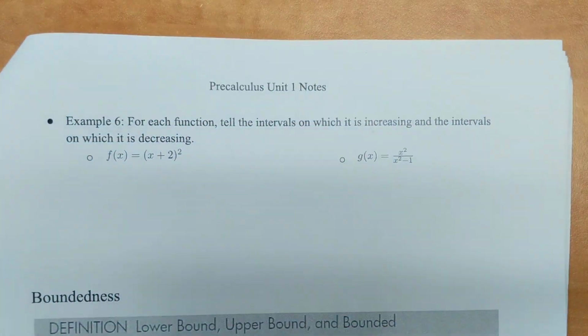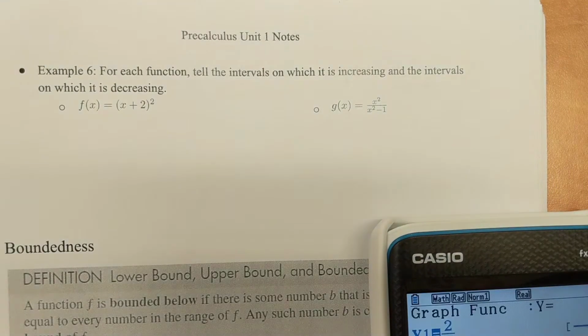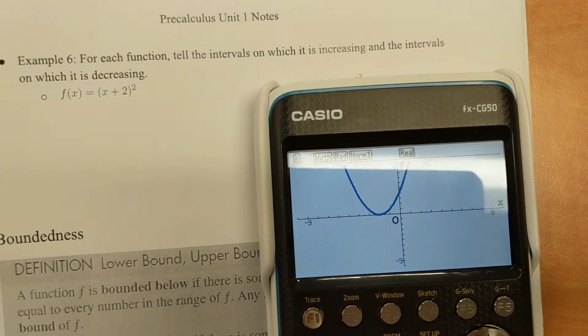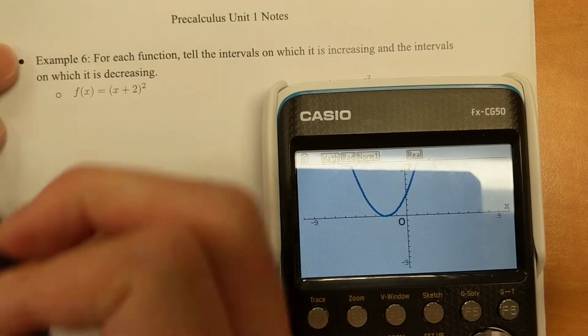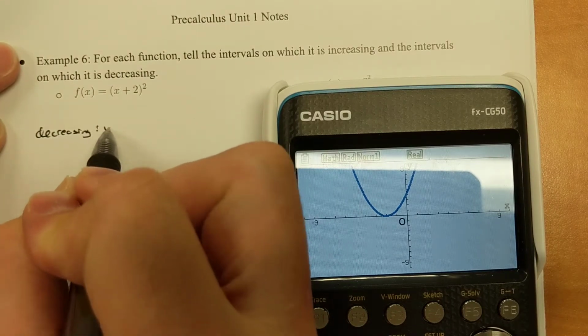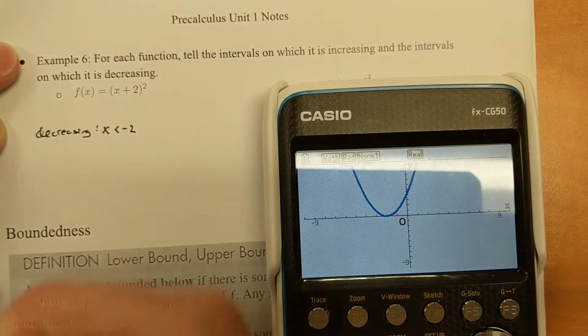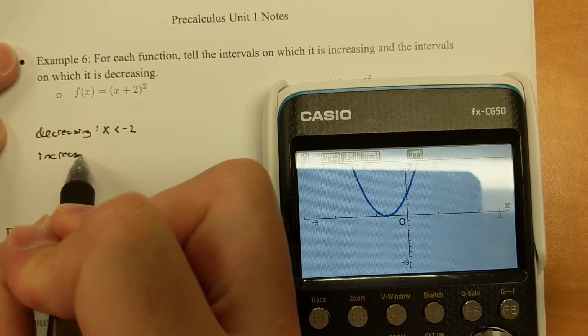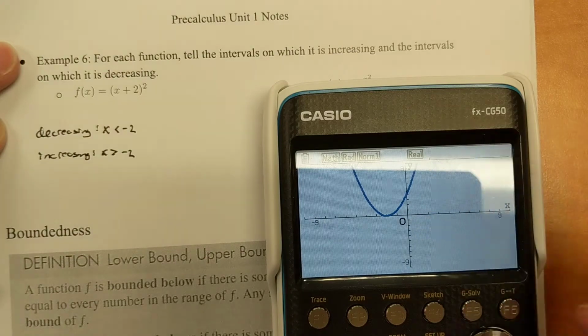Okay, so example 6: for each function, tell the intervals on which it is increasing and decreasing. So I need to draw graphs for this. The first is the quantity x plus 2, squared. So it's going to look like that. It hits the vertex there, so that's -2 right down there. So this graph is decreasing when x is less than -2, to the left of -2. It is increasing when x is greater than -2, to the right of -2.